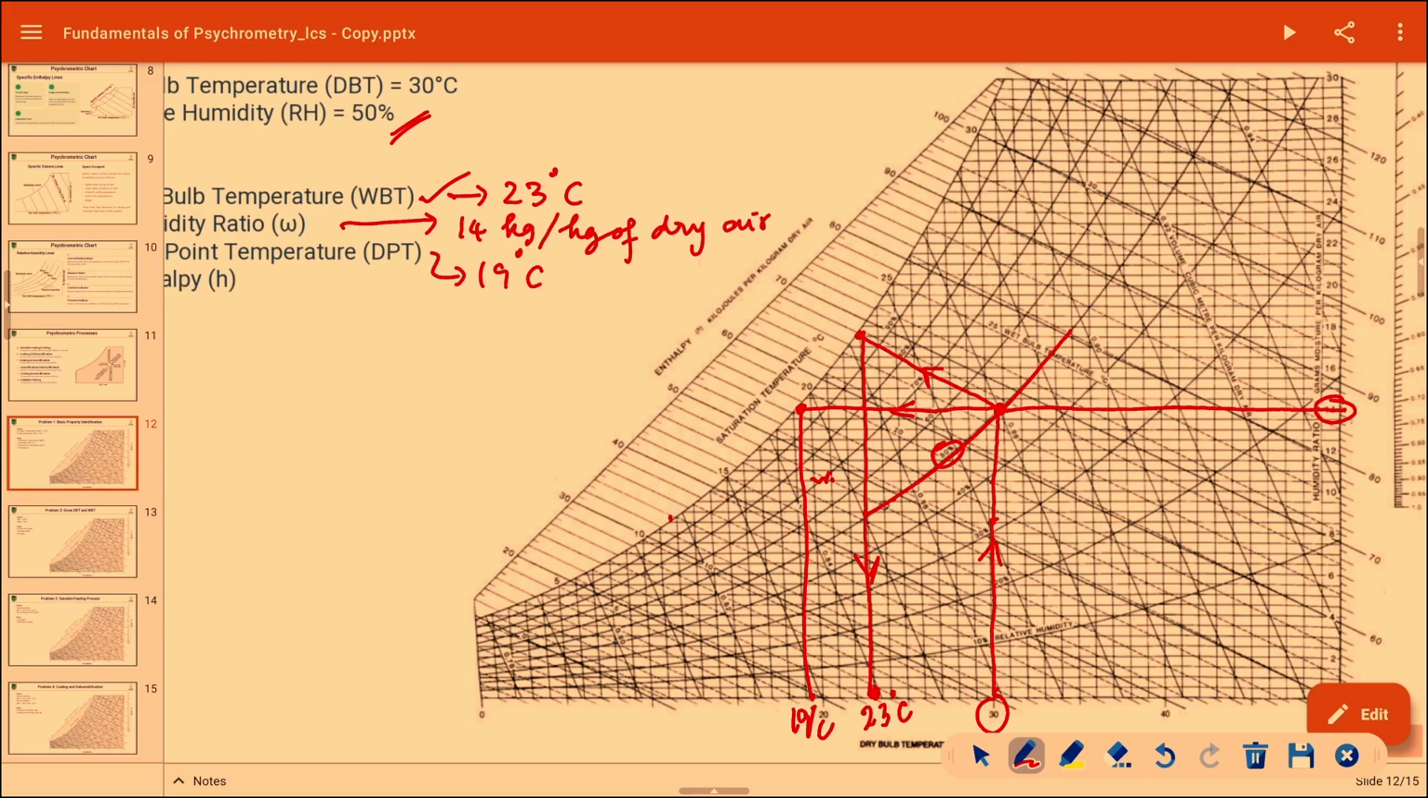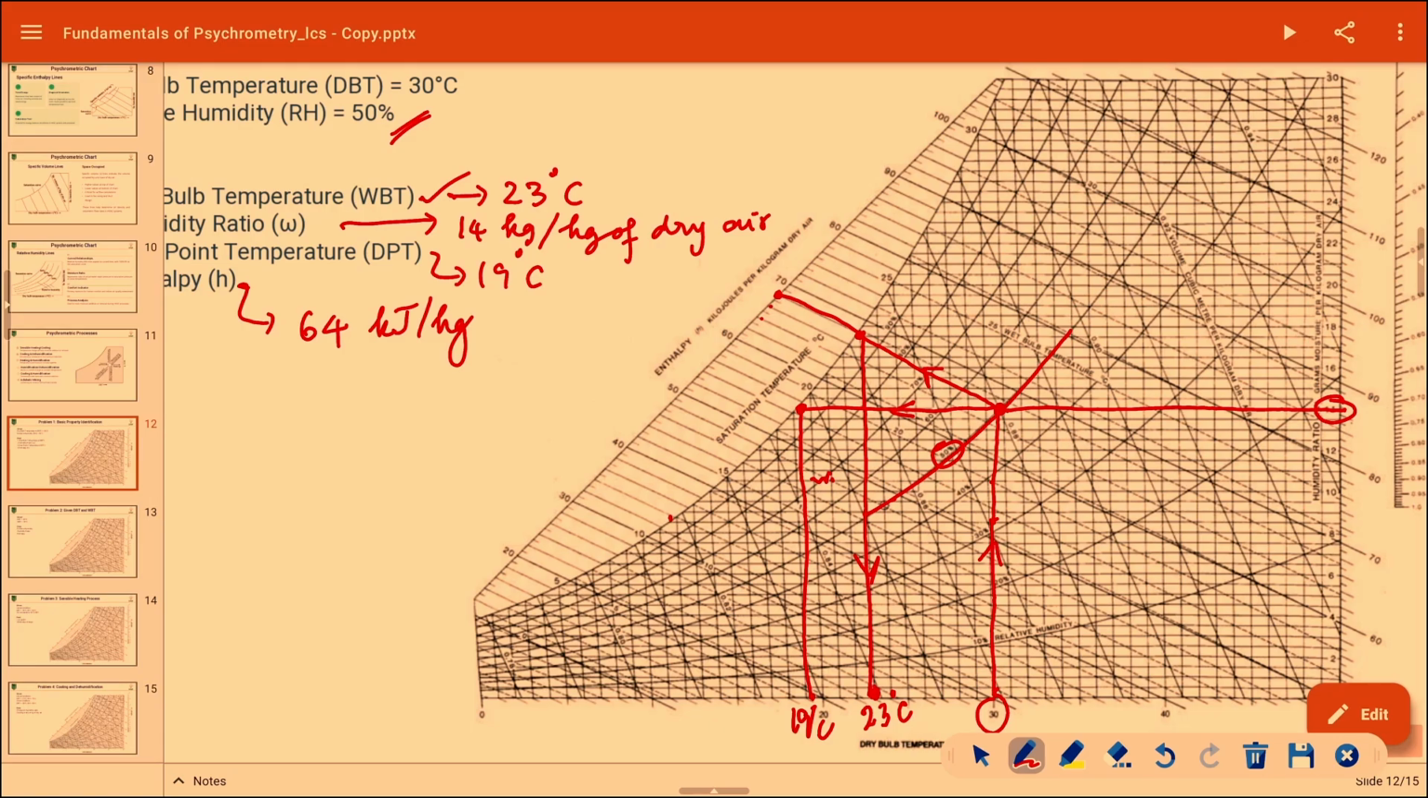What is the enthalpy value? The constant enthalpy line and the constant WBT line, the wet bulb temperature line, are the same, overlapping, right. So you move along this line, extending it till it hits the enthalpy scale. Enthalpy is in kilojoules per kilogram. 60, 61, 62, 63, 64. So approximately 64 kilojoules per kilogram of dry air. So that's all. Within seconds we have finished.